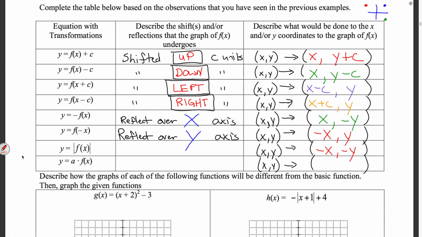If this was a reflect over the x-axis and this is a reflect over the y-axis, is there another type of reflection, translation, rotation? How would we get negative on the x and on the y? See if you guys can figure that out. Give you guys a minute.